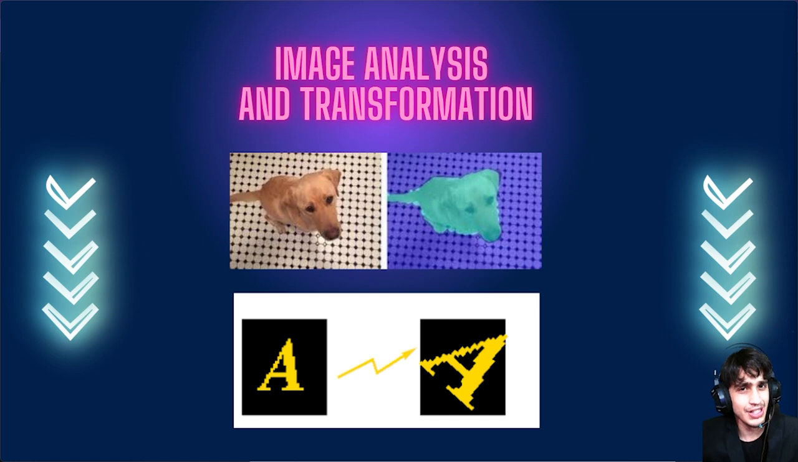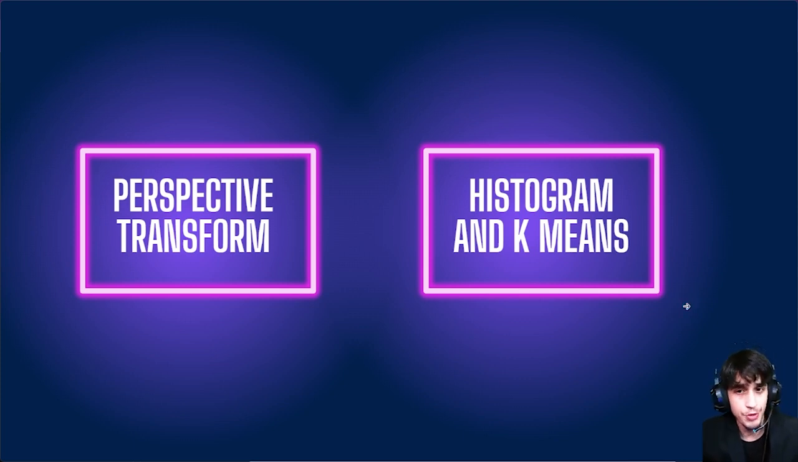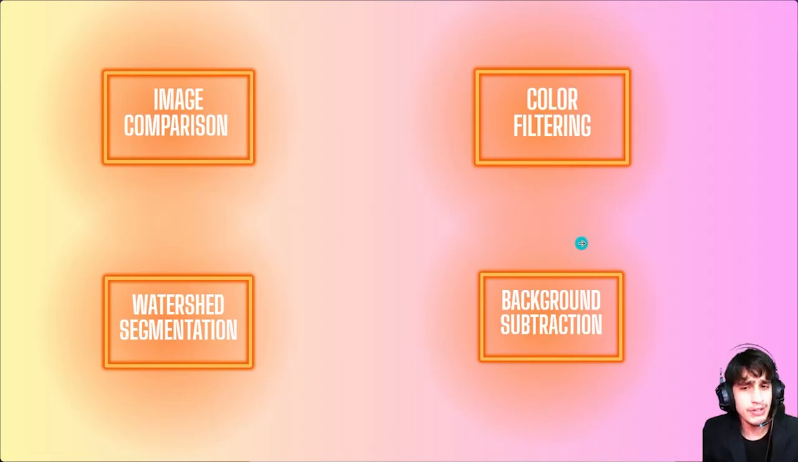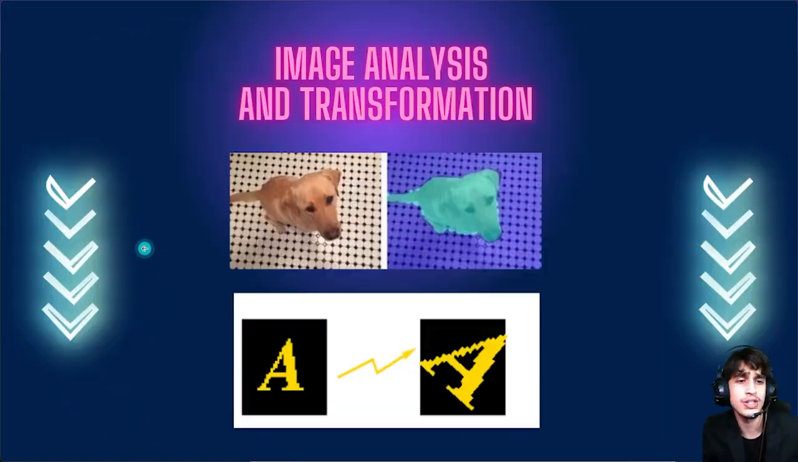So, in today's video, we are going to do image analysis and transformation. We have already done two things in transformation and analysis in our previous video, like histogram and k-means and perspective transformation. In this video, we are going to do four other transformation and analysis techniques: color filtering, image comparison, watershed segmentation, and background subtraction. We will also go through what transformation is and what analysis is, and we will go through these codes. So without wasting much time, let's get started.